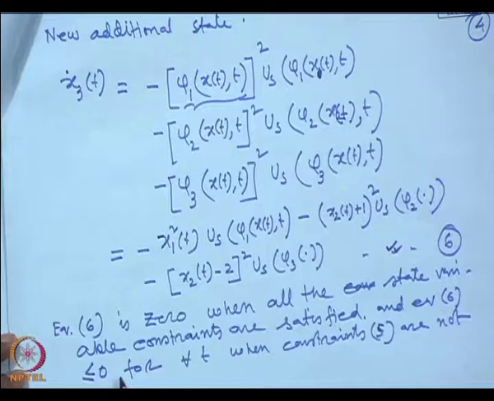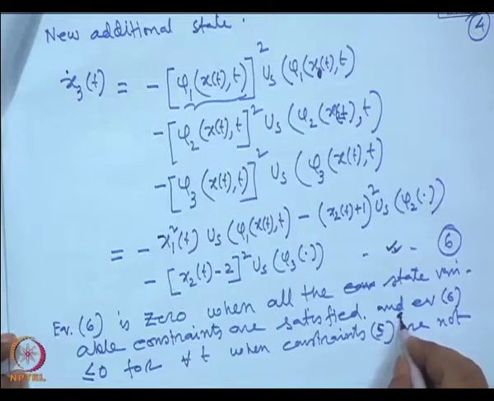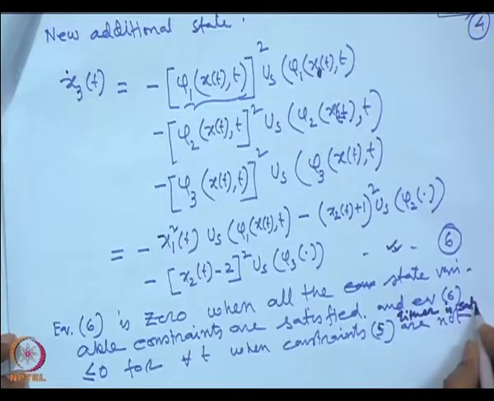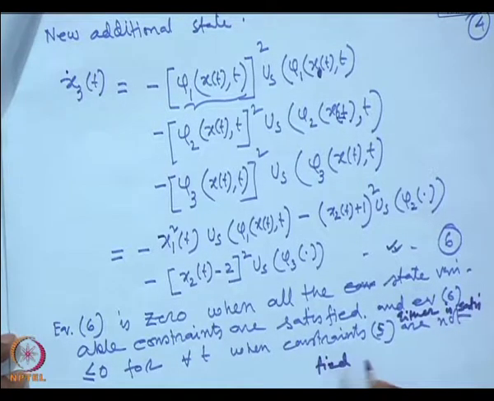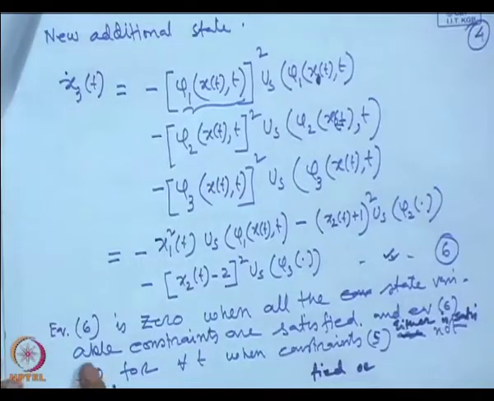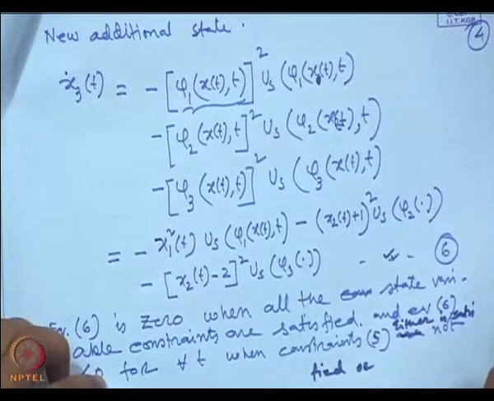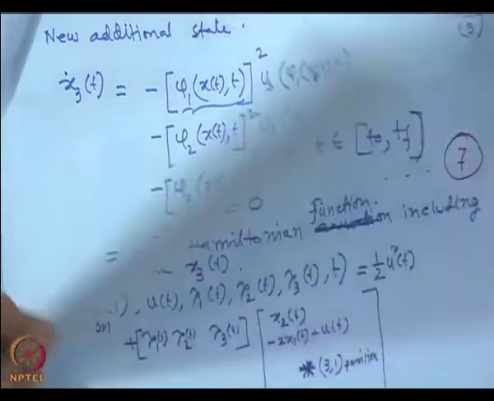If at least one of the constraints is not satisfied, then we can write that equation 3 is less than or equal to 0 for all t, whether the constraint is satisfied or not. If at least one condition is not satisfied, then it will be less than 0. If all conditions are satisfied, then this is equal to 0.